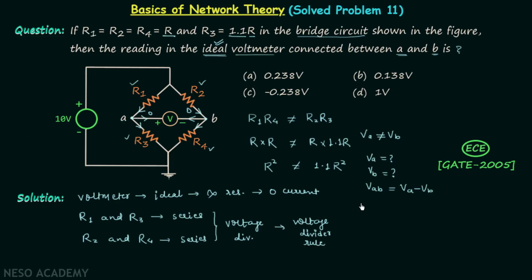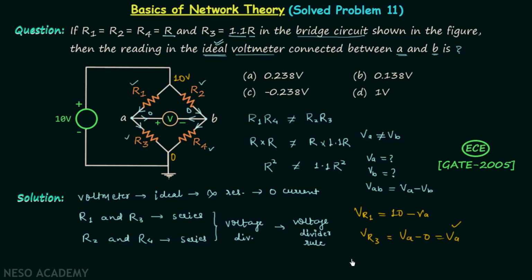Let's say we are calculating the voltage across R1, then it will be equal to 10 volts minus VA. And when we calculate the voltage across R3, then it will be equal to VA minus 0, which is equal to VA. So if we calculate voltage across R3, we will directly get VA, which we want. Therefore, we will apply the voltage divider rule in order to calculate the voltage across R3.